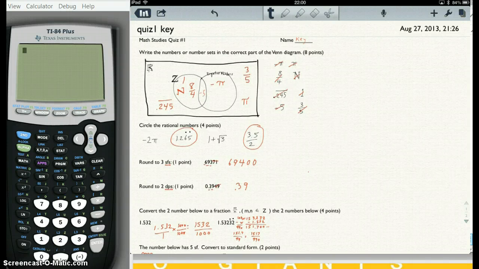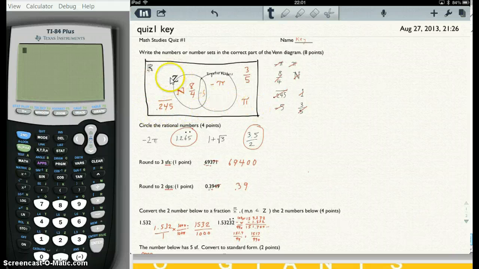Okay, here's the key to quiz 1. You can recognize it by the numbers in the Venn diagram. If your quiz has 0.245 repeating here, that's version 1. Okay, so first we'll talk about this problem with the Venn diagram.